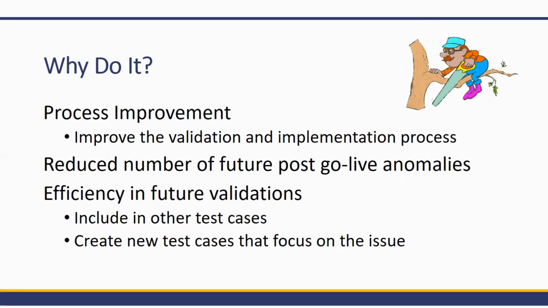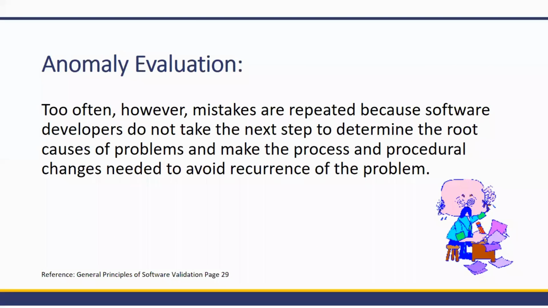So why do it? It's of course process improvement. We want to improve the validation process, perhaps streamline it, and improve the implementation. We want to reduce the number of future post-go-live anomalies, and we want to make it more efficient, as I said, with the test cases. Now, in the general principles of software validation, the FDA talks about anomaly evaluation, and it suggests that mistakes are repeated because we fail to take the next step to determine the root cause of the problems and make the process and procedural changes needed to avoid the problems.